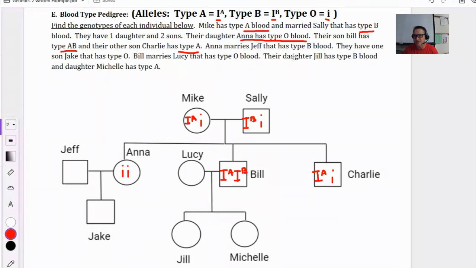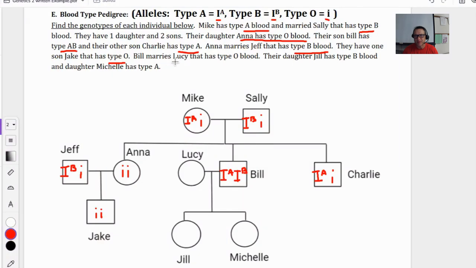All right, Anna marries Jeff that has type B. So there's Jeff, he's type B. So I know he's got a big IB allele. He's got to have that in order to have type B blood. They have 1 son, Jake, who has type O. Jake has type O, so we know his genotype. He's little i, little i. Now we know Jake got 1 of the little i's from his mom, Anna. But Anna doesn't give both. She just gives 1. The other little i had to have come from Jeff, his dad. All right, so we're done with Jake.